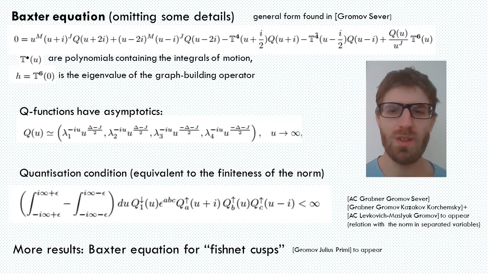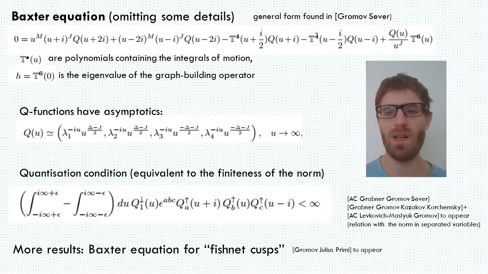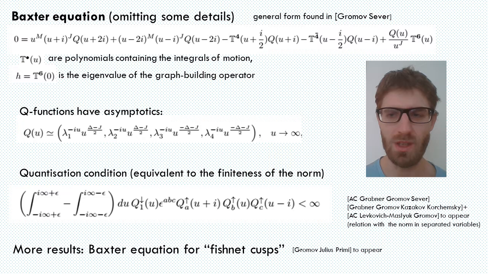For the Fishnet model, at the moment we do not know how to construct the basis where the wave functions are factorized. It is possible that this will be achieved in the near future because a lot of new technology related to the separation of variables is being developed. However, what we already know is the form of the Baxter equations.